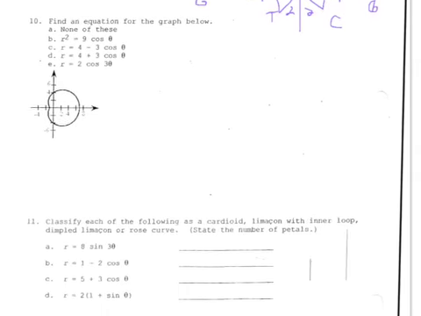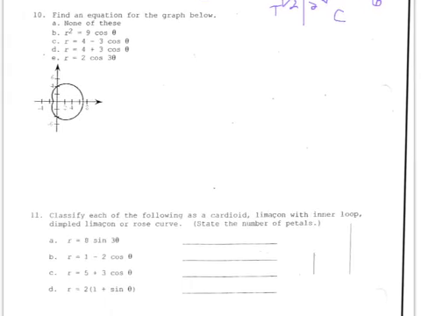Moving on down to number 10, find the equation for the graph below. So this is where you would want to use your graphing aid to help you. So if we're looking at our graph, it looks like we are dealing with a limaçon. And it looks like we have a dimpled limaçon. A cardioid would come all the way into the 0. So for a dimpled limaçon, a over b must be in between 1 and 2.